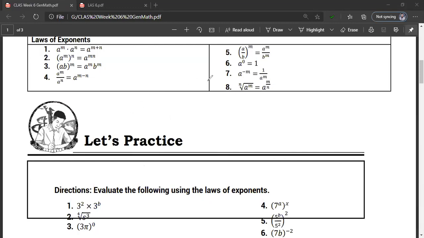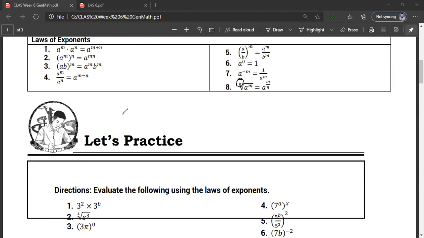Ayan siya. So, ang mangyayari po dito, yung index, ito kasi ang tawag dito, index, di ba? Kung maalala nyo, yung index po ng radical is magiging denominator ng ating exponent. Ulitin ko, yung index po ng radical sign would be the denominator of the exponent. So, kaya dito, the nth root of a raised to m is equal to a raised to m over n.